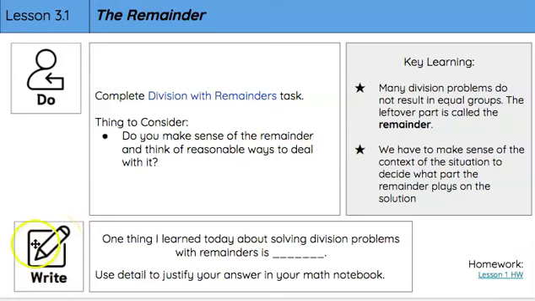After you finish that, move to the right section of your learning plan. One thing I learned about solving division problems with remainders is blank. Be sure to use detail to justify your answer in your math notebook. In fact, be sure to always use detail to justify your answers with remainders. They're going to need it. Good luck.